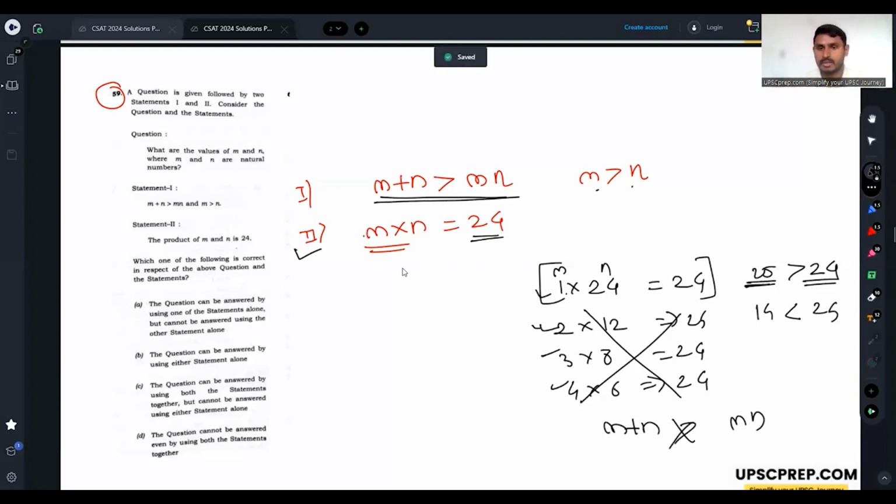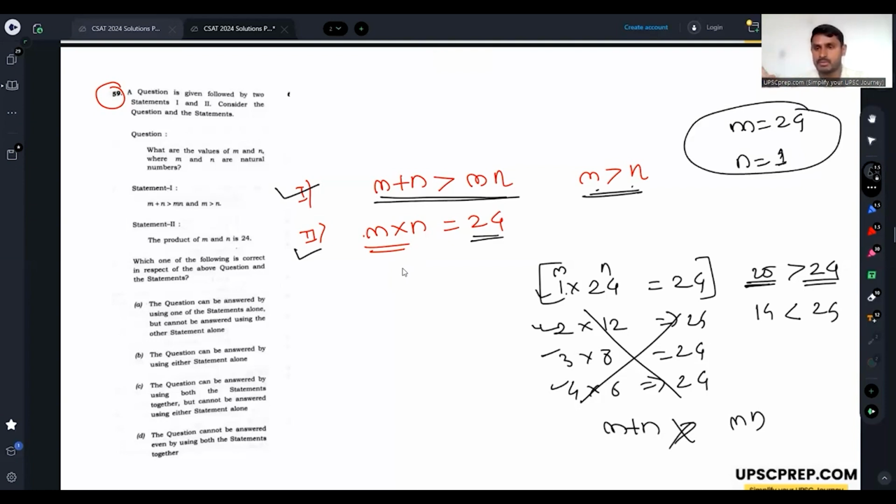So we have to use statement 1 so as to tell the possible values of m and n. In this case, again, they are saying m should be greater than n. So the value of m should be 24 for sure, and the value of n should be 1. So only in this case will we be able to find the exact values of m and n. So we have to use both the statements together. So in this case, what should be the correct answer? The question can be answered by using both the statements together, but cannot be answered using either statement alone. So option C will be the correct answer in this case.